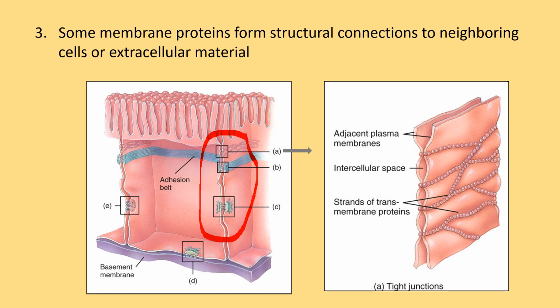And then down here, we see a different set of membrane proteins that anchor this plasma membrane to what's known as a basement membrane. That's a structure that occurs between cells. So it's not really part of any one cell, it's extracellular. And we'll talk more about cell junctions down the road.